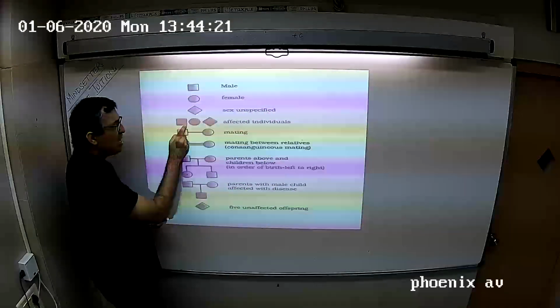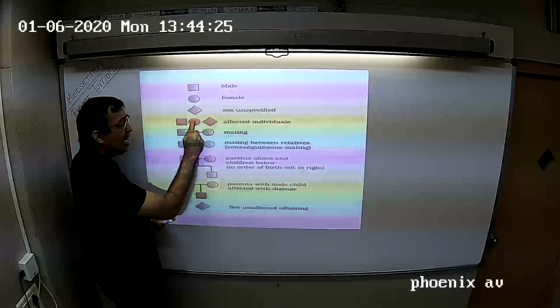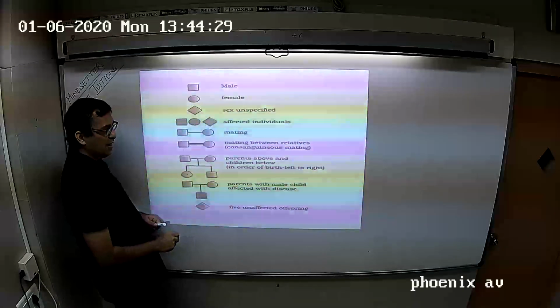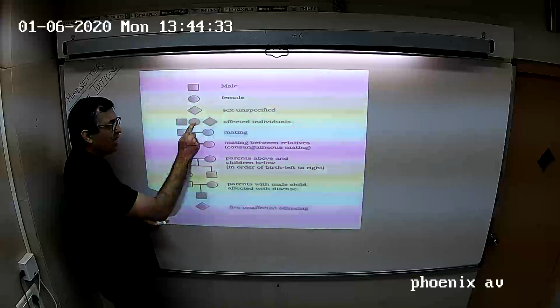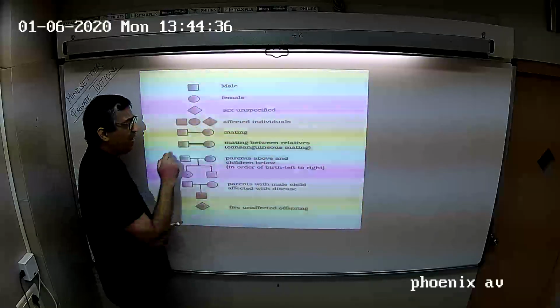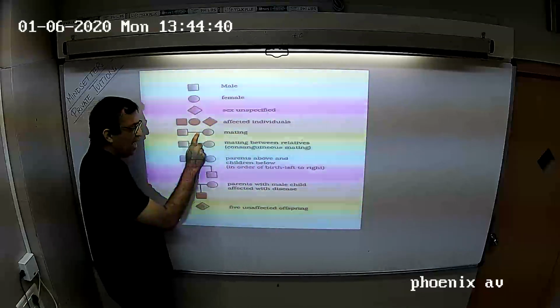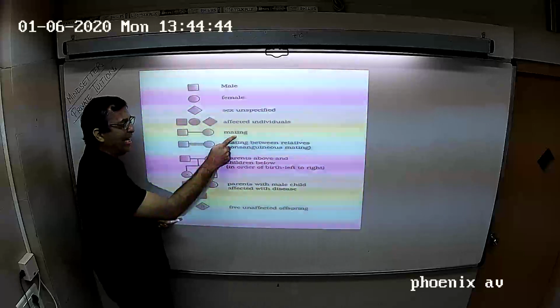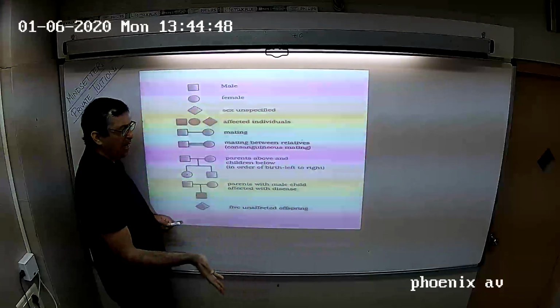And if we have square, circle and rhombus with color in them, that means they are affected with a disease. So if they are without color, they are unaffected. If they are colored, which means they are affected. And square और circle के बीच में एक line है, means husband and wife have had a mating. उनके बीच में mating हुआ है and they will produce offspring.